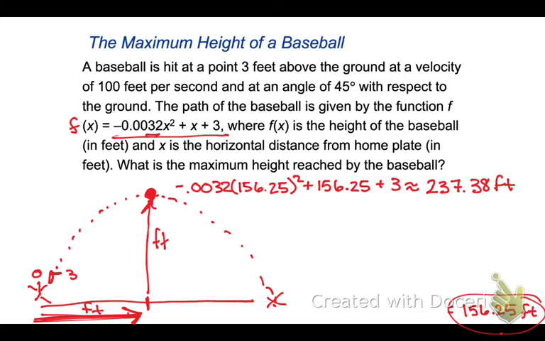The next 156.25 feet. Well, it's obviously just double, so it's 237.38 more feet. Where did we start, guys? From home plate. Oh, we started 3 feet up. I was thinking the 3 feet up. So you're saying obviously we just double it, and add 3 feet? No, but that's up. That's not out.